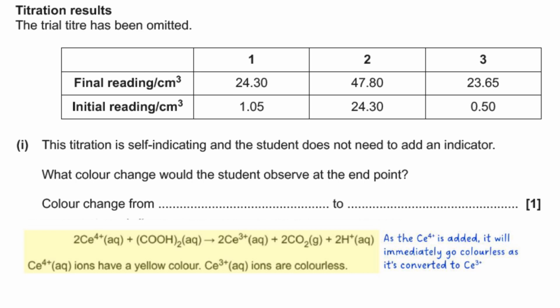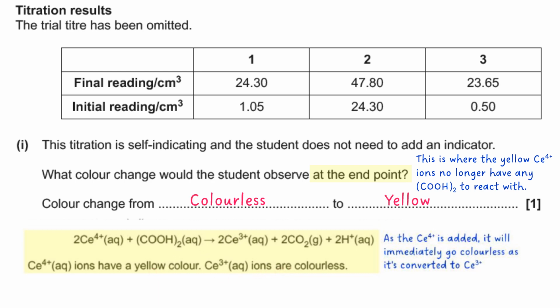So taking what we've just looked at a moment ago and thinking about the end point, this is the point at which the yellow Ce4+ ions no longer have any ethanedioic acid with which to react. So taking the yellow color of the Ce4+ and reading the equation left to right, it would be easy to fall into the trap of thinking you're going from yellow to colorless. But what in fact is happening is all of a sudden the yellow Ce4+ ions don't have any ethanedioic to react with, so they're no longer turning to the colorless Ce3+. So the actual color changes colorless to yellow.